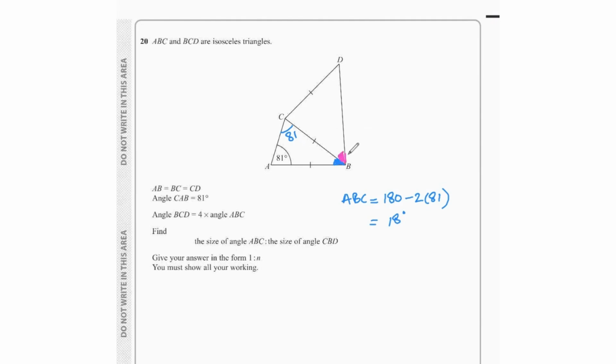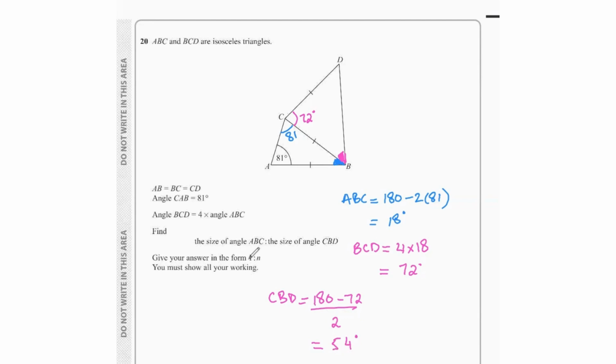So what we can do is find angle BCD. BCD is 4 times ABC, so 4 times 18, which equals 72 degrees. So once again, another isosceles triangle. So we can subtract 72 from 180 and then divide that by 2 to find the value of CBD. So CBD is (180 minus 72) divided by 2, which gives us 54 degrees.